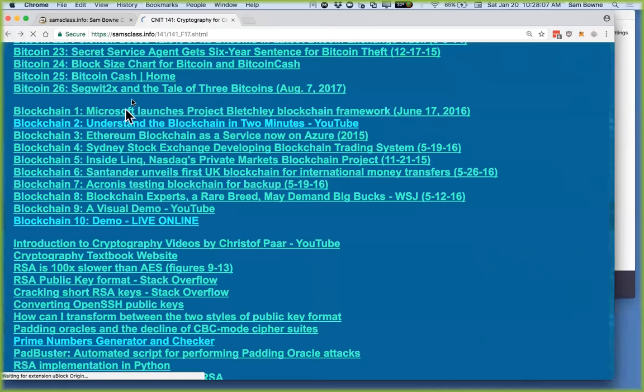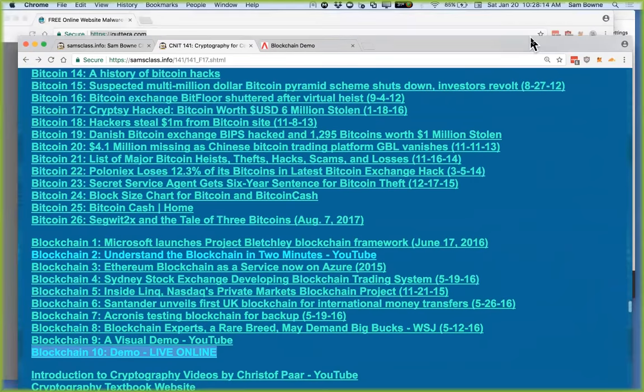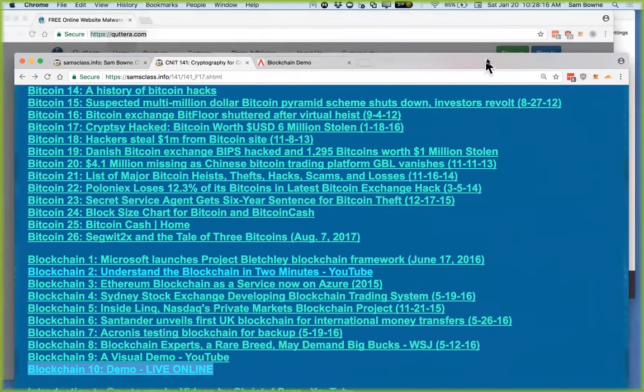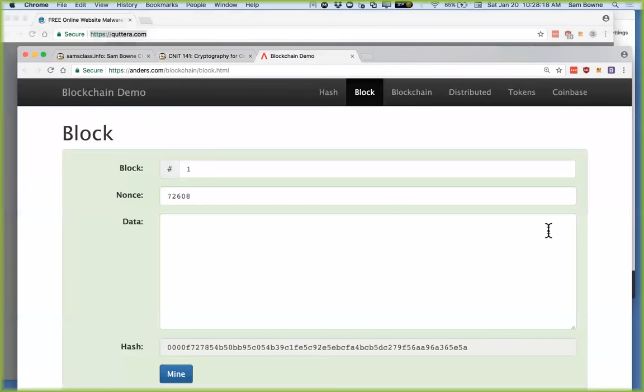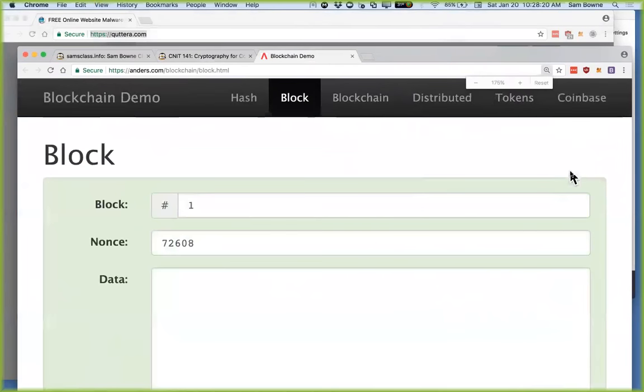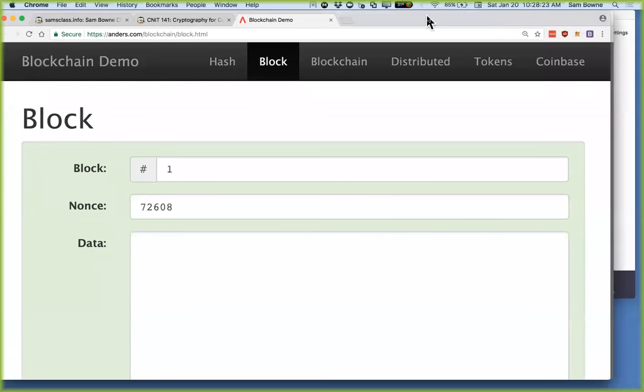This is blockchain 10. Okay, this is a very nice live online demonstration of a simplified blockchain to show you how the Bitcoin blockchain works. So here's how it works. You have a block of data, and this is block number 1, and you have some data you can put in here. So I'll say Sam has 10 coins. So you put in information about the coins.